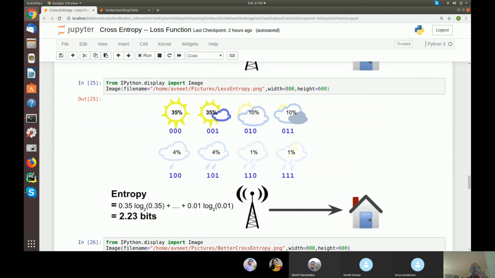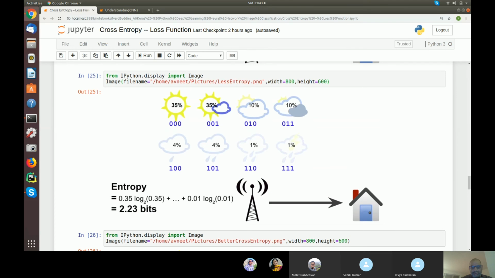Now we look at this case where you have 8 possible weather outcomes, but the first 2 are much more likely. If we still use the same formula, because the first 2 are much more likely, our overall entropy is 2.23 bits. So the entropy has reduced. What does that mean? It means that the uncertainty has reduced.